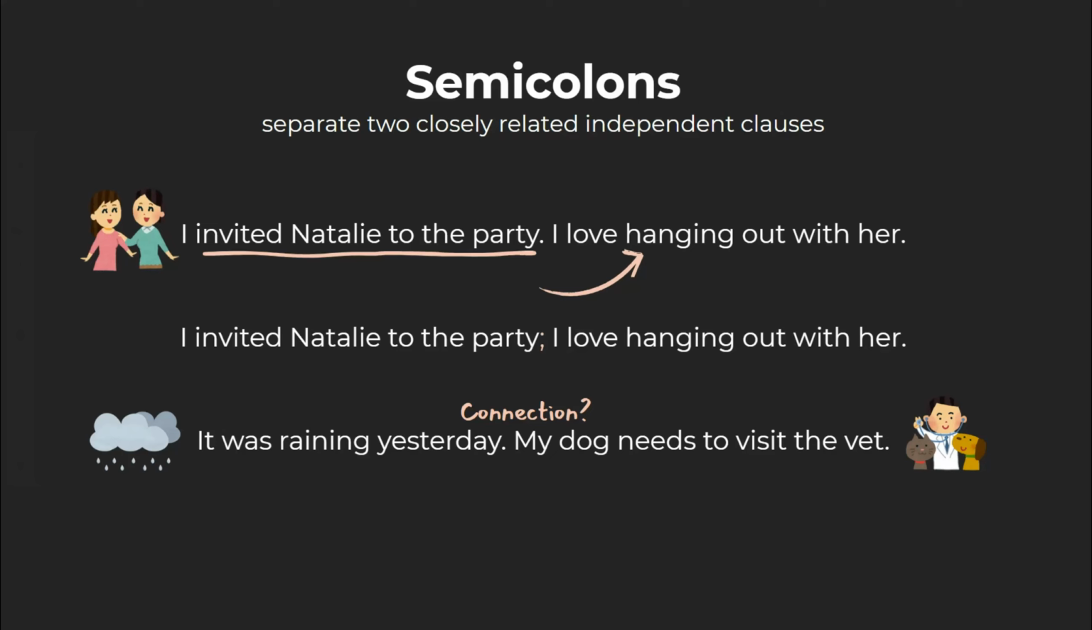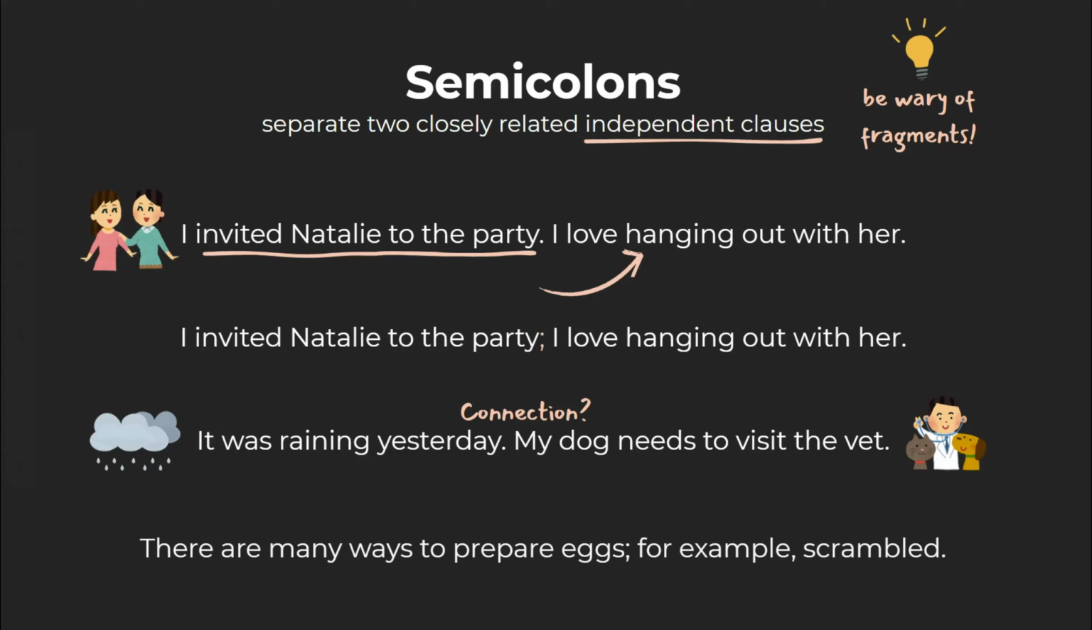Something to be wary of is making sure your semicolons are connecting 2 independent clauses, and not an independent clause and a fragment. Take the sentence, there are many ways to prepare eggs, for example, scrambled. While "there are many ways to prepare eggs" is an independent clause, "for example, scrambled" is not. Therefore, it wouldn't be acceptable to separate these 2 clauses with a semicolon.